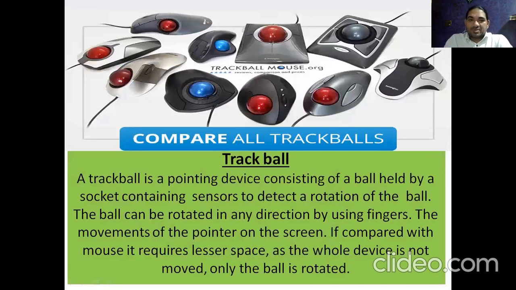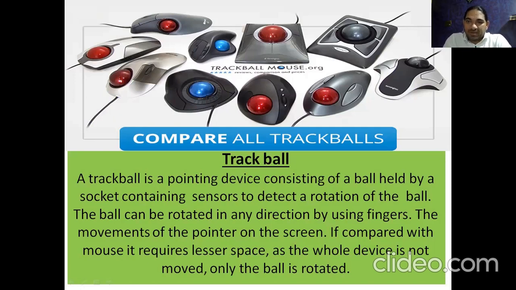Trackball. You can see the latest trackballs; I have just put the picture up. A trackball is a pointing device consisting of a ball held by a socket containing sensors to detect rotation of the ball. The ball can be rotated in any direction using fingers to move the pointer on the screen. Compared with a mouse, it requires less space as the whole device is not moved, only the ball is rotating.